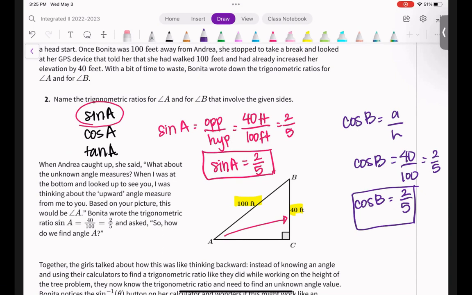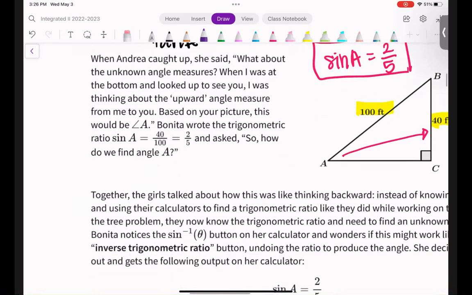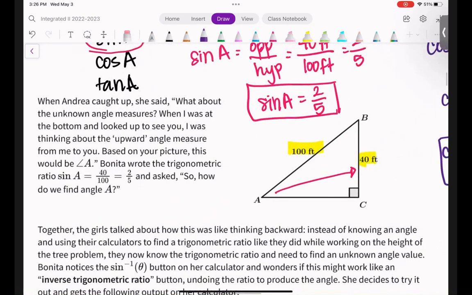Okay. So if you're still getting used to thinking about sine, cosine, and tangent for an angle, just go over and over and over again, okay? So when Andrea caught up, she said, what about the unknown angle measures? When I was at the bottom and looked up to see you, I was thinking about an upward angle from me to you. But based on your picture, this would be angle A. Bonita wrote the trigonometric statement, sine of A equals 2/5, and said, so how do we find angle A? So if you notice in this equation, sine A equals 2/5, there's a variable, but you haven't quite learned how to find it.